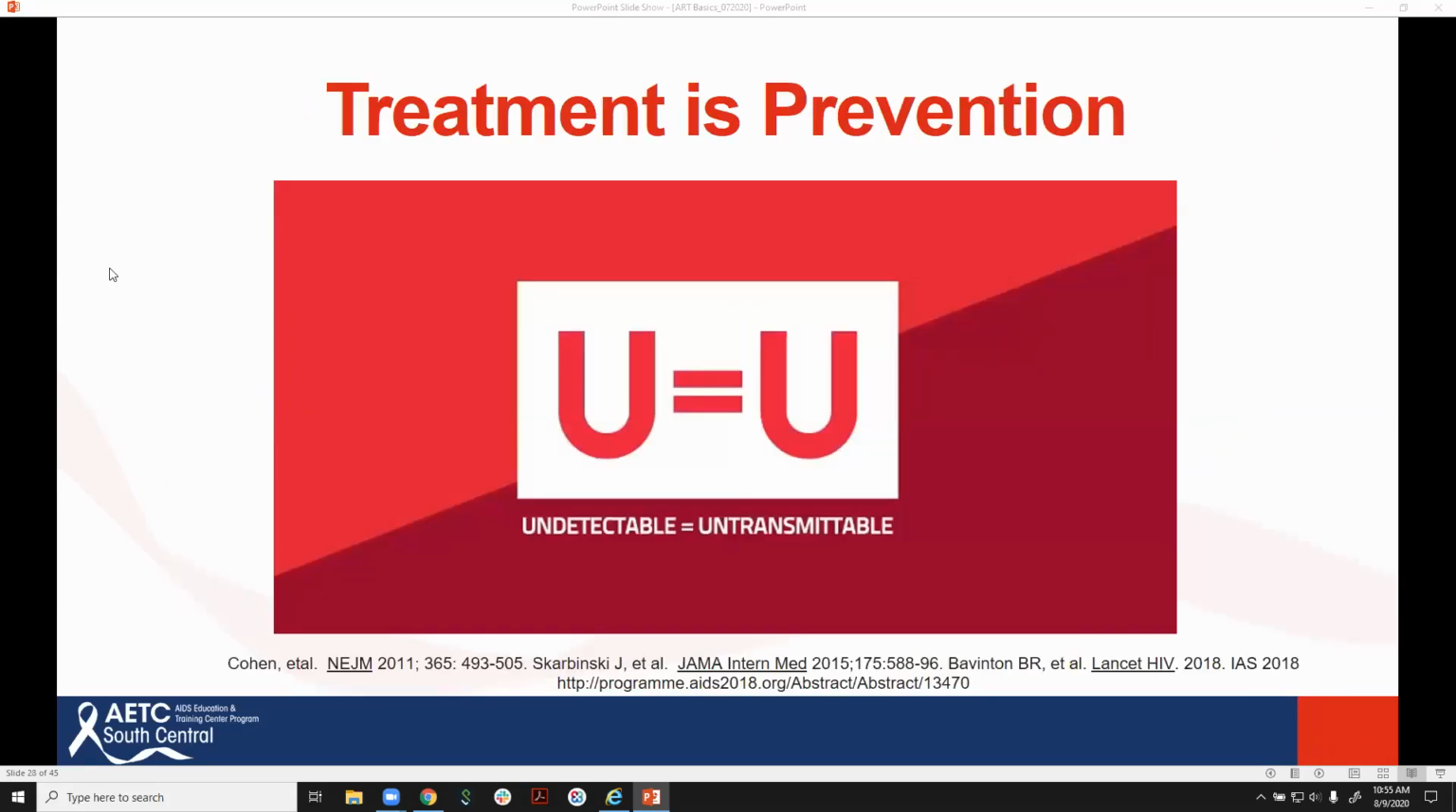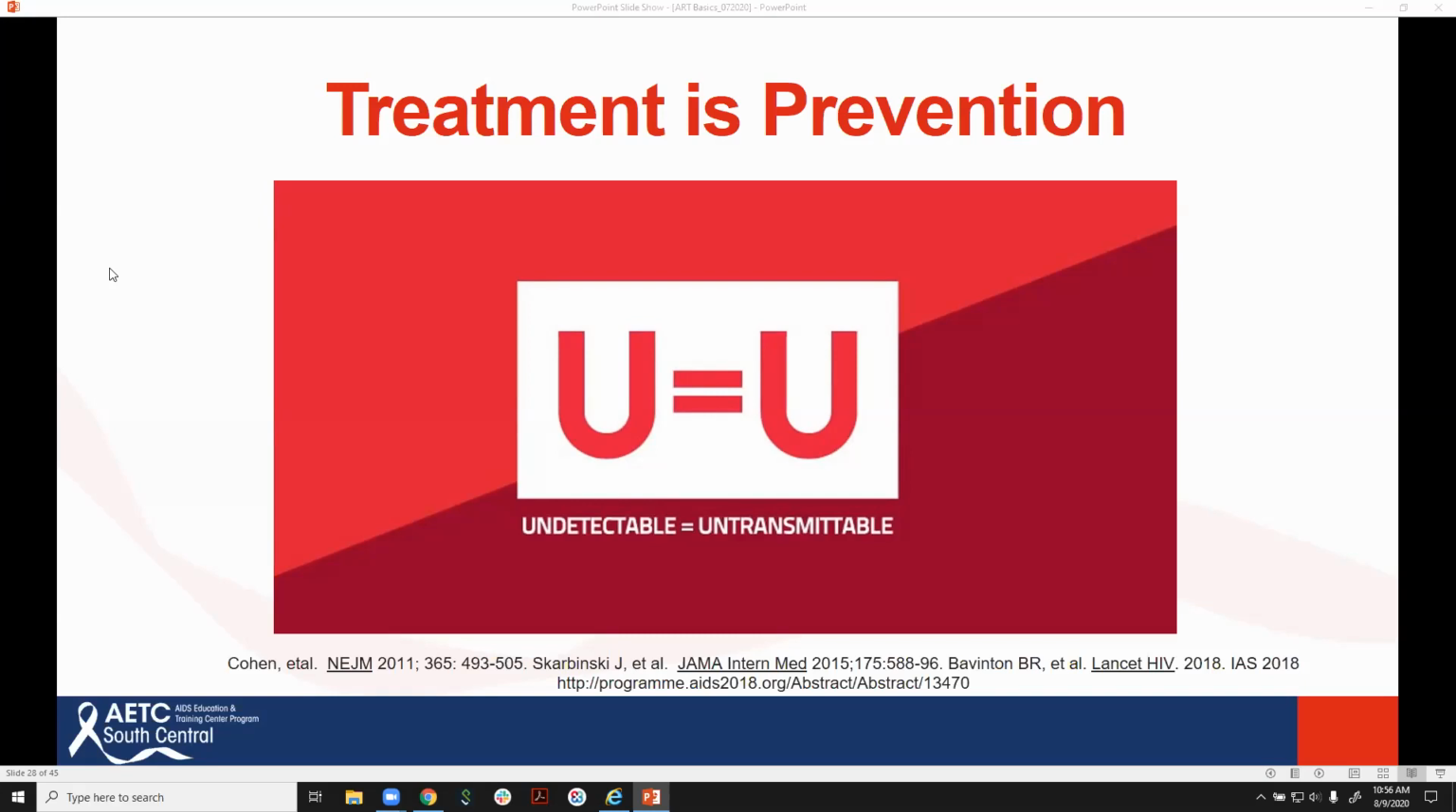One other really exciting reason why we want to start people on antiretroviral therapy is to reduce their morbidity and mortality, improve their immune system, but also from a public health standpoint, reduce the transmission to others. And we now have very good data from the HPTN 052 study, which was in serodiscordant heterosexual couples, so one with HIV uncontrolled and one without HIV.